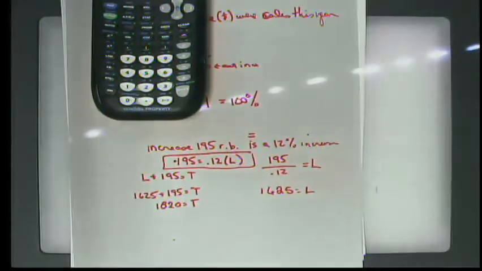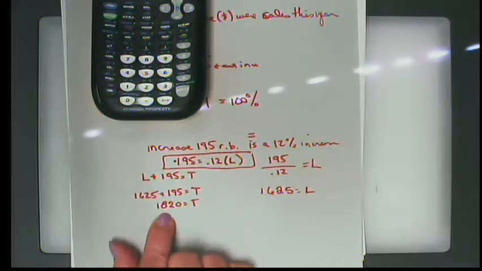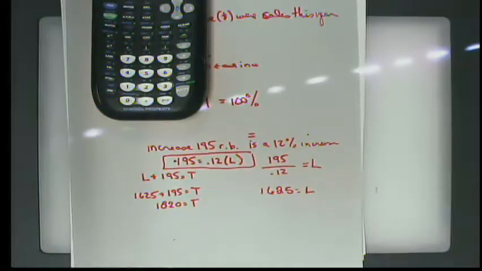Now, just to think about that, that kind of makes sense, doesn't it? If she sold 1,625 last year and she increased, 1,820 sounds reasonable. Yeah. And we could do more numbers on that, but I always kind of go back, especially when you work with money or sales of any sort.